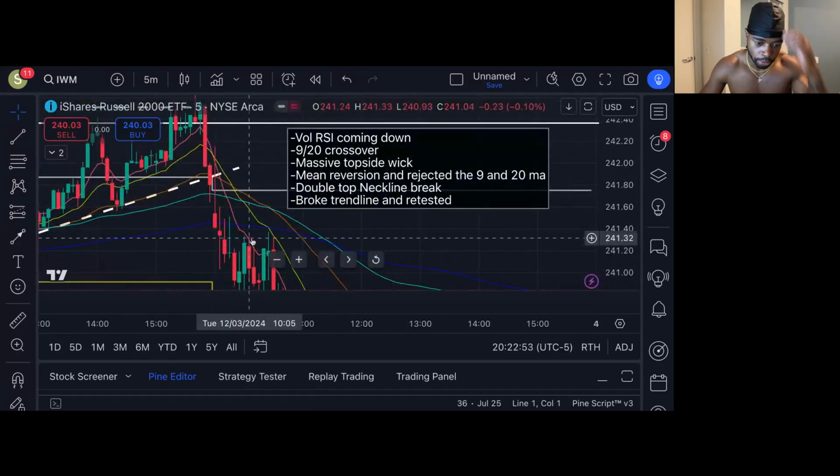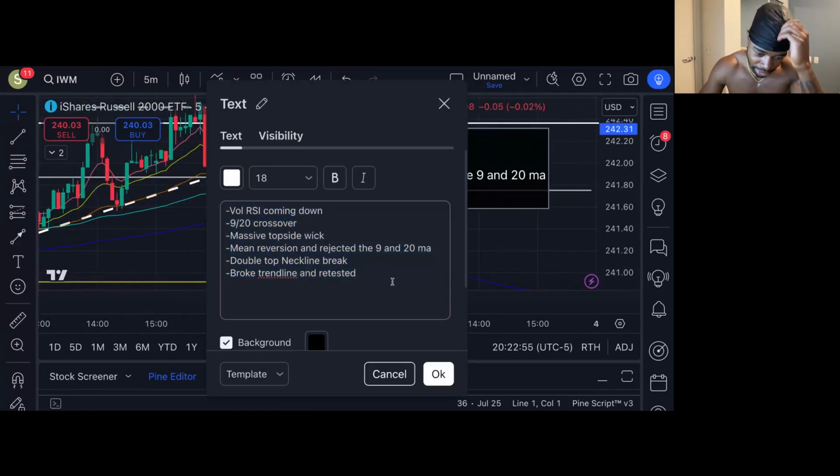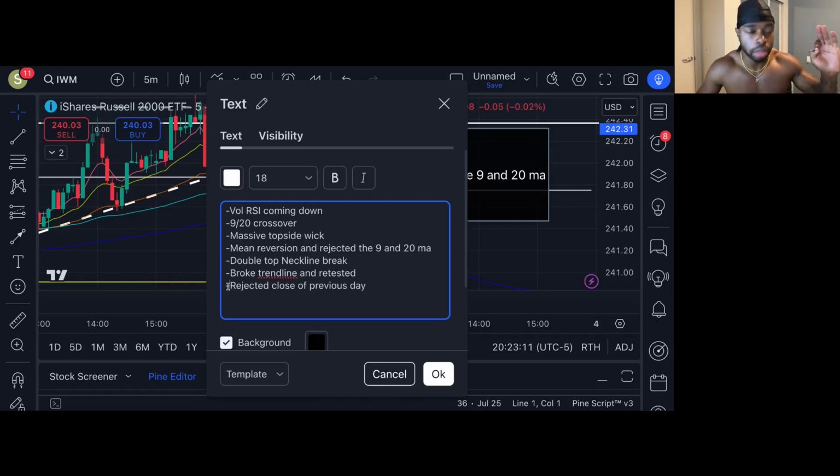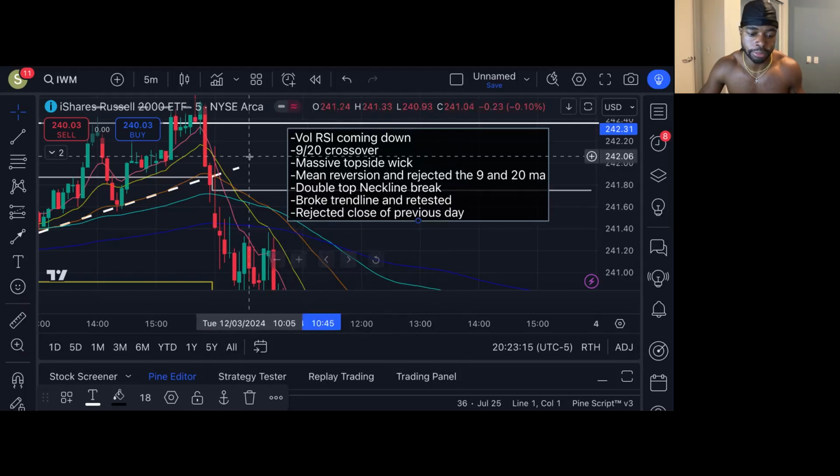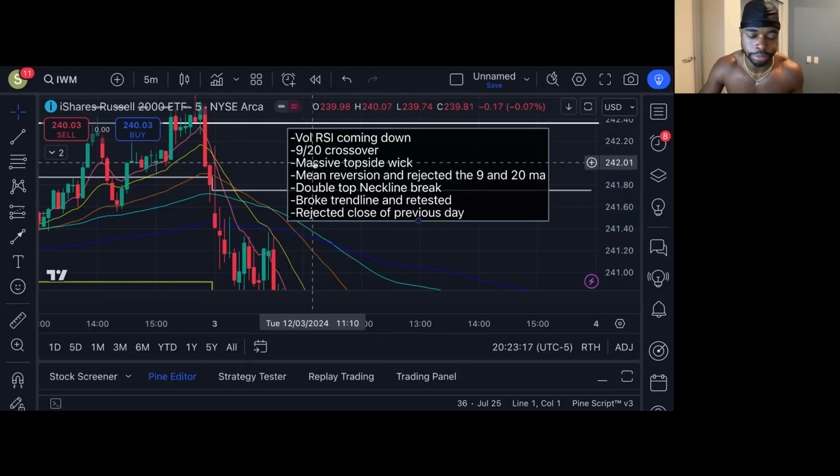So anyways, 7 pieces of confluence: rejected close of previous day, which is a key level. And we talked about key levels in another video. Key levels can be highs, lows, closes, opens, EMAs, all that stuff. So key levels are very important.